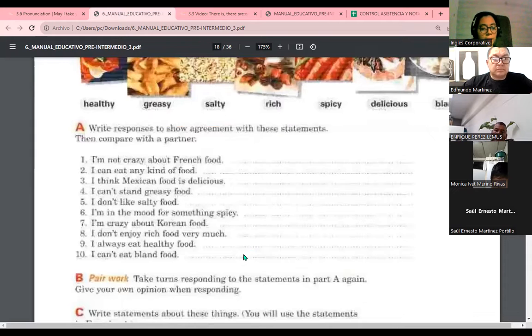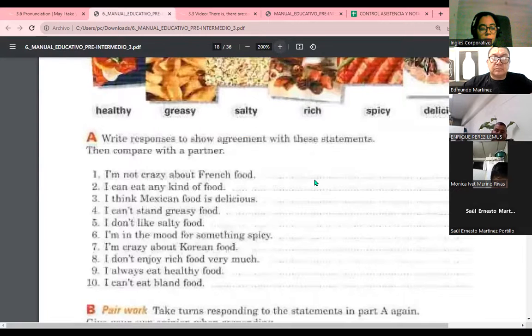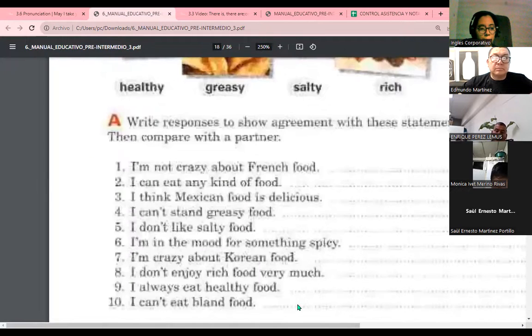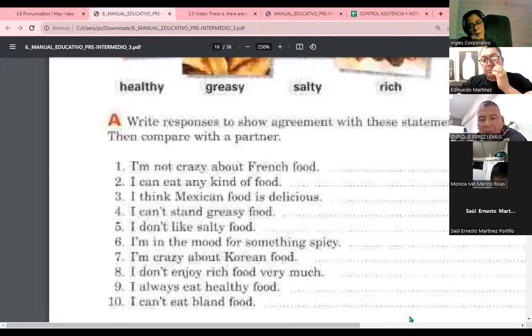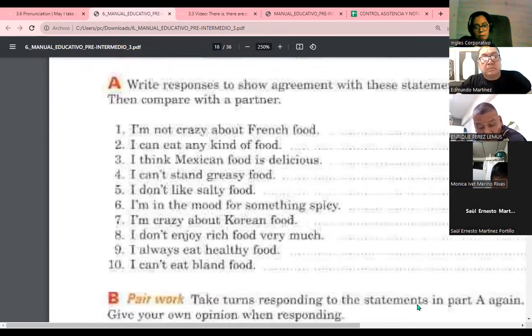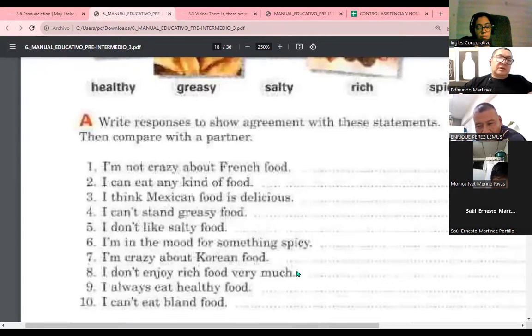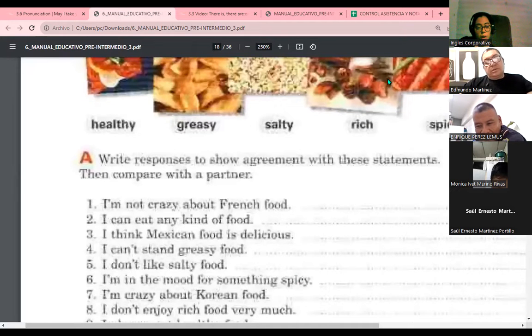Ok, guys, these are examples. Ok, vamos a repasar these examples. For example, I'm not crazy about French food. ¿Qué respondería? I'm not crazy about French food. So am I. But it's negative. ¿Está acá negative? So am I. Am I, yeah.